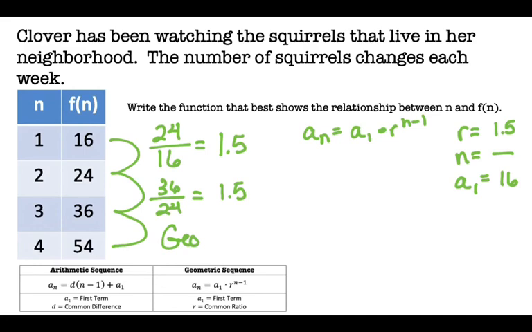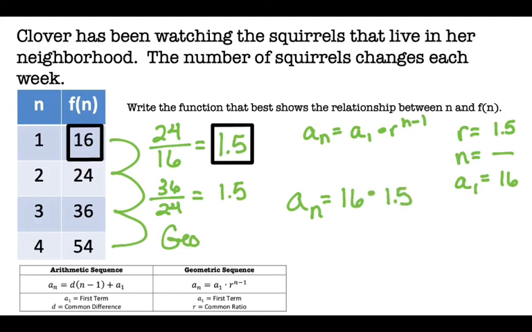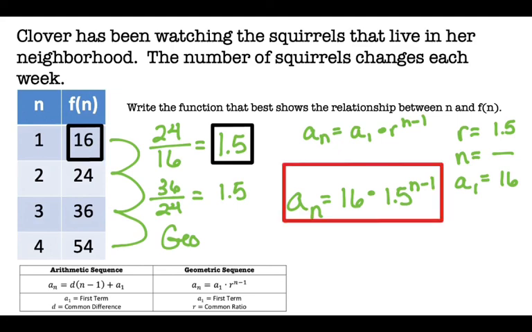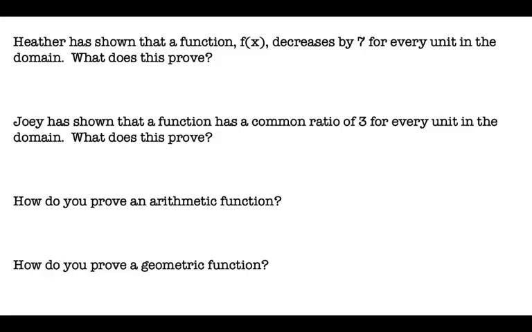So now we take those two numbers and we plug them in. So a sub n is going to be part of our answer. A sub 1 is going to be our 16. R is 1.5, and n minus 1 stays in the answer because this is just the formula that we're going to use to find out how many squirrels there are going to be. They never asked us for a certain week. So that would be your formula. A sub n equals 16 times 1.5 to the n minus 1 power. All right, going on to the next question.